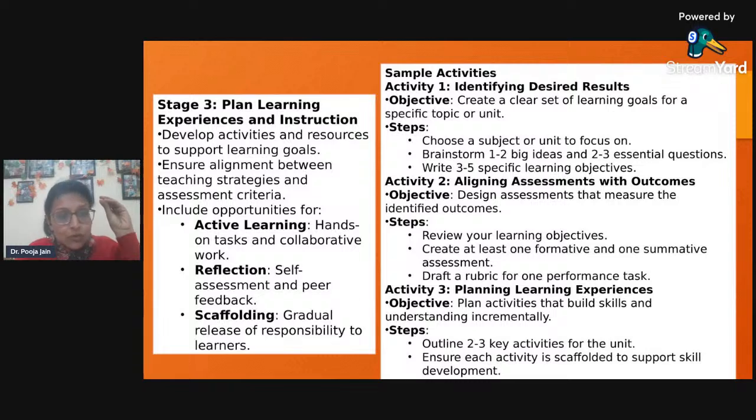So we choose a subject, we brainstorm one or two big ideas, and prepare a few essential questions and learning objectives. Then we design assessments in a manner that measures these objectives and the children's progress, and helps us review the learning objectives and outcomes: at least one formative assessment about every week or 10 days, or at least in a fortnight for sure. And then a performance task to engage students a little more, and to make it more student-centric than teacher-centric.